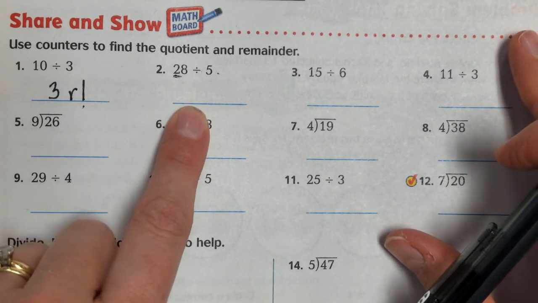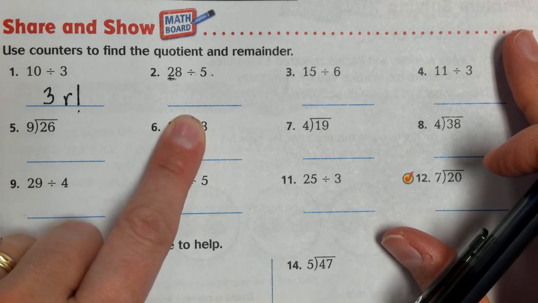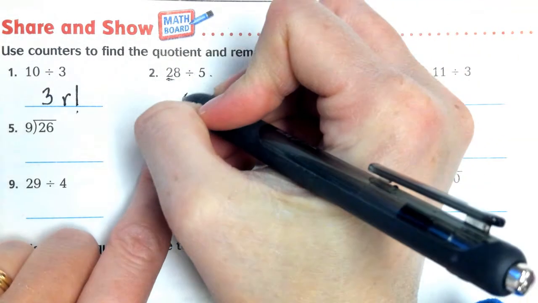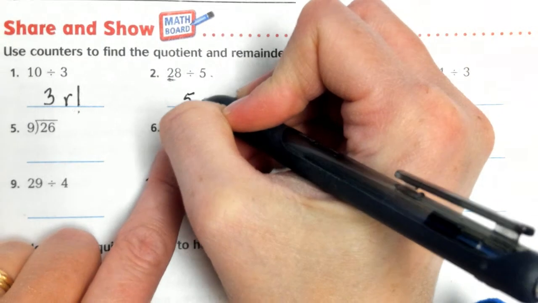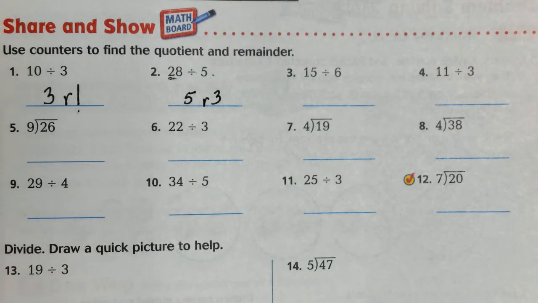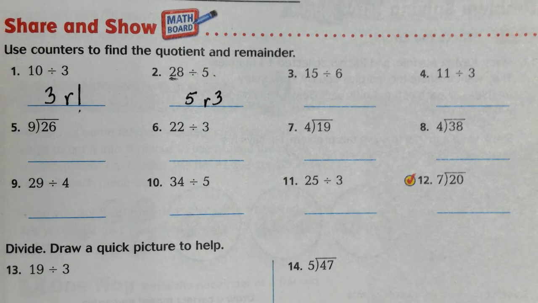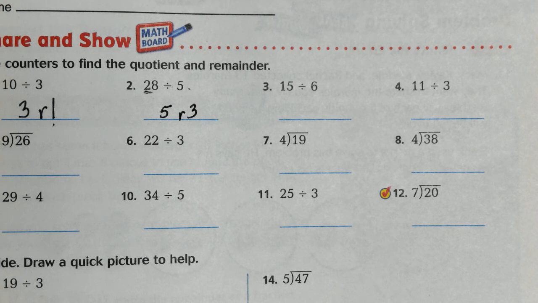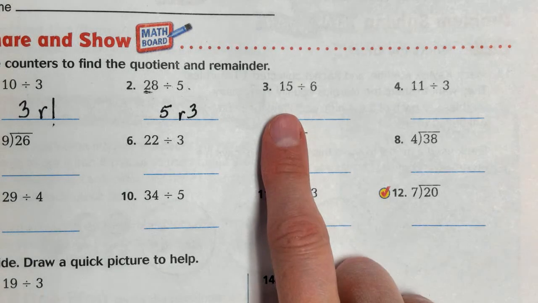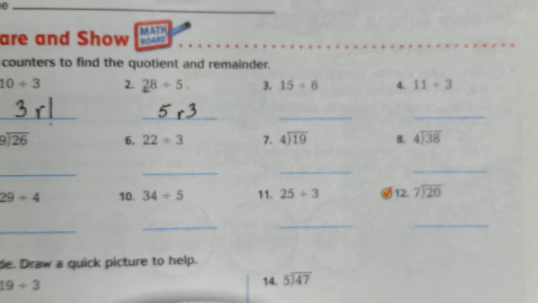So, how many did you have in each group? 5. And how many did we have left over? 3. All right. Cody brought up an interesting point, and I want to show you this. If this is easier for you, it'll be okay. If this will be easier for you, you can do things this way. I can start with 15 beans.